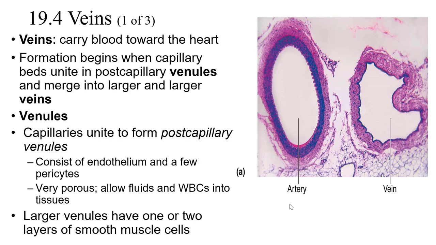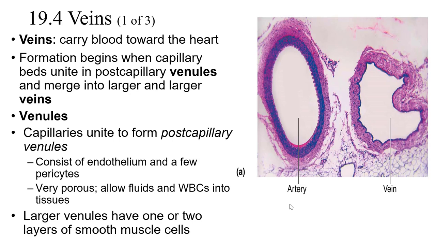The veins carry blood toward the heart, and the formation begins when capillary beds unite in the postcapillary venules and merge into larger veins. So, capillary connects to the venule. The venule is actually the baby veins, and they are the point where the oxygen poor blood coming from the capillaries would start to be flowing. So capillaries here unite to form postcapillary venules.